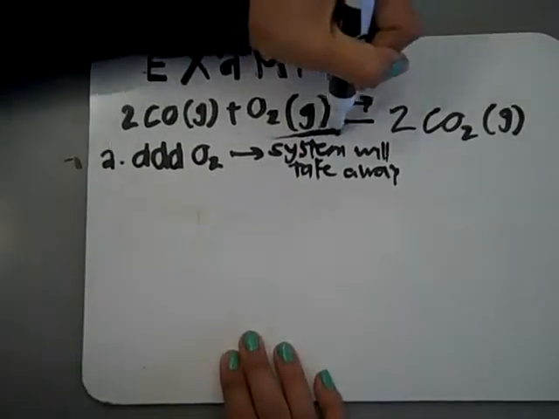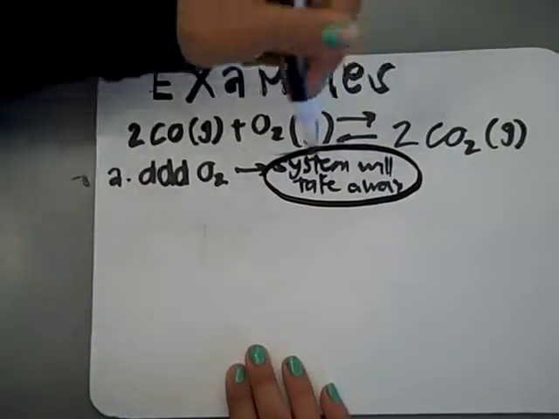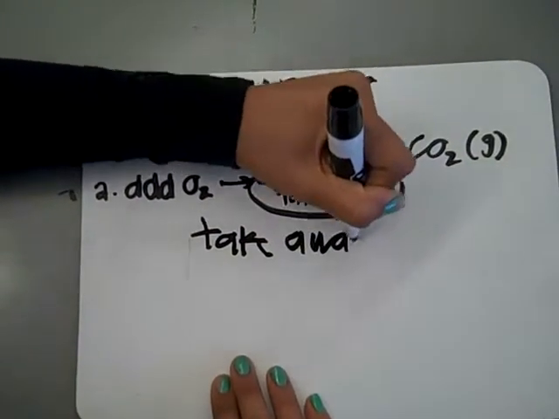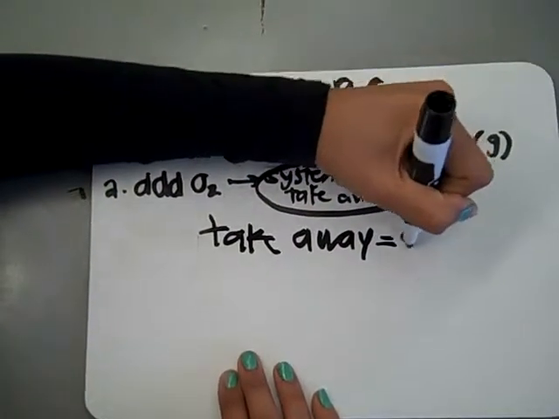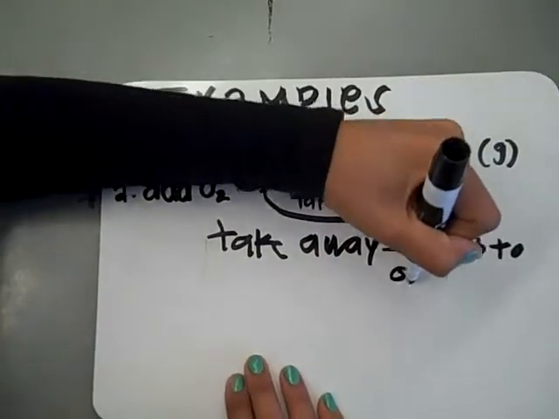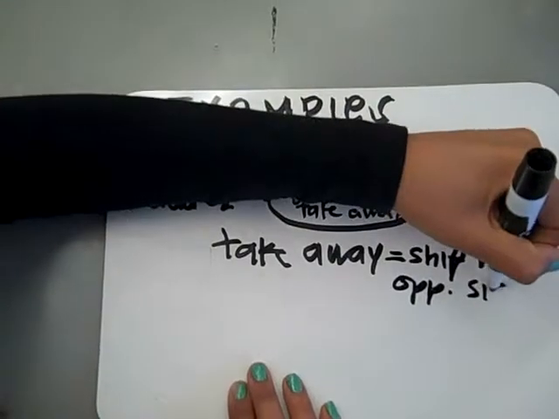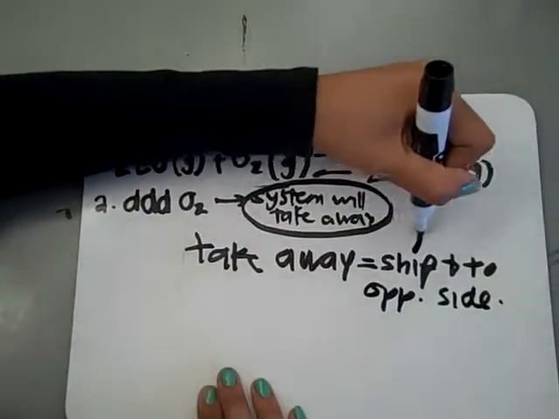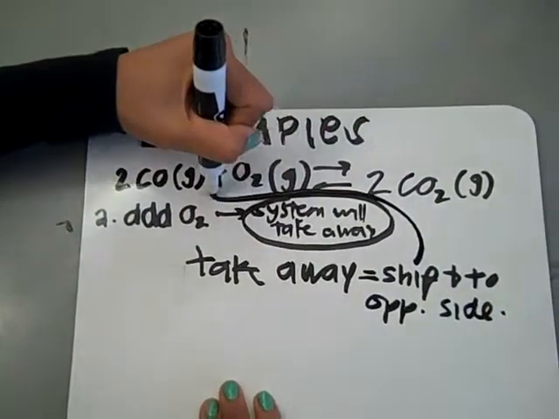So if you want to add CO2, the system will want to take away CO2. So the CO2 is on the right, as you can see, so you have to go away from it, so you will go to the left. When you take away, you go away. So equilibrium will shift to the left.